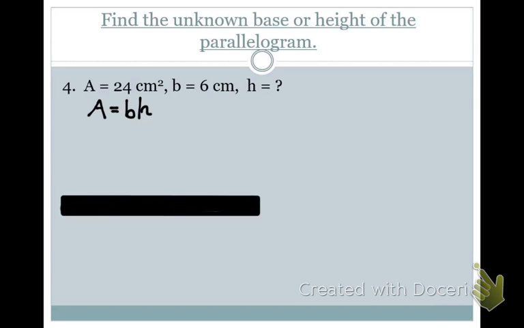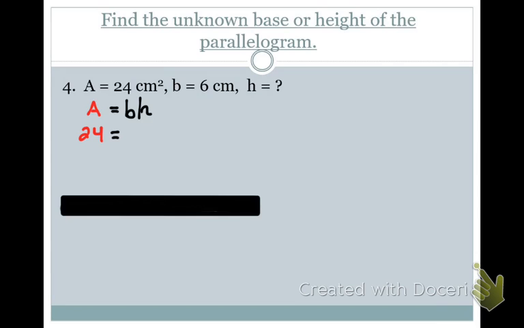Bring down, before you do anything else, because this is where people were getting confused, bring down your equal sign first. Now, all we're doing is plugging in for the A. Do I know what my A is? Yes. What is it? 24 centimeters. Okay, so I'm going to go ahead and put this here for the 24.